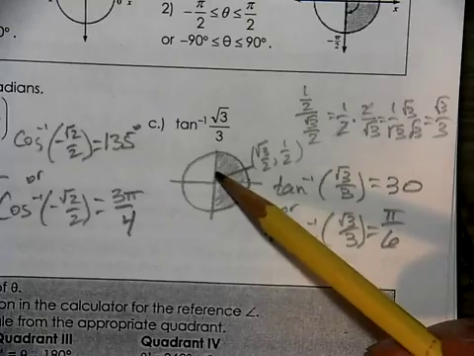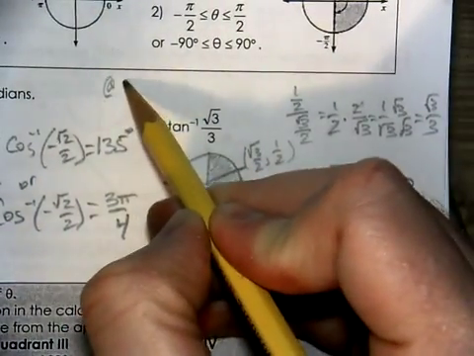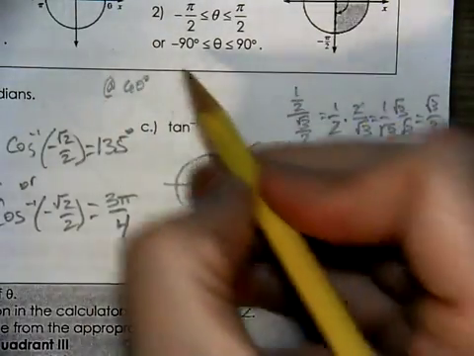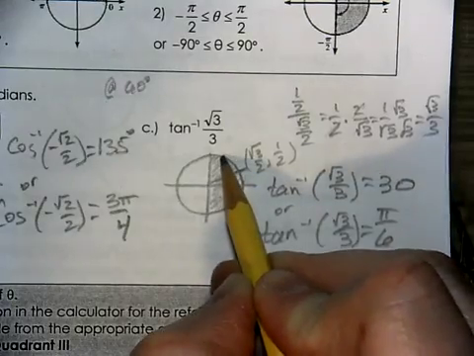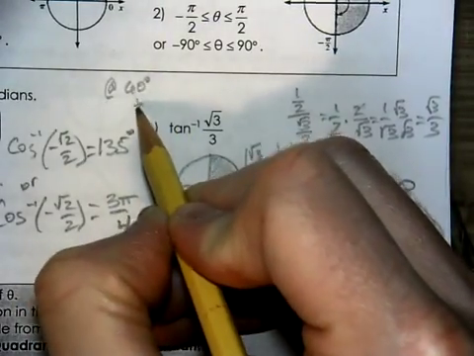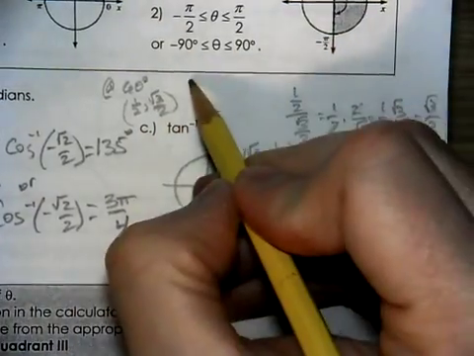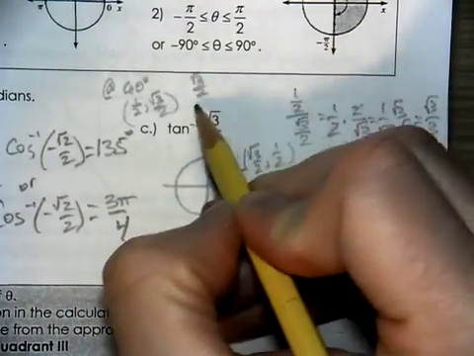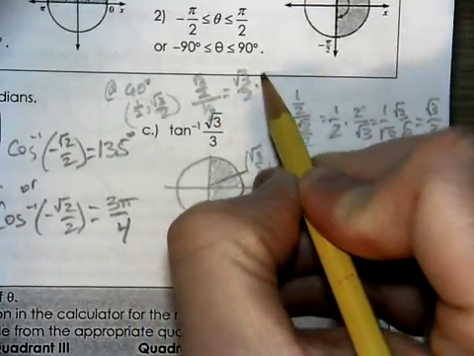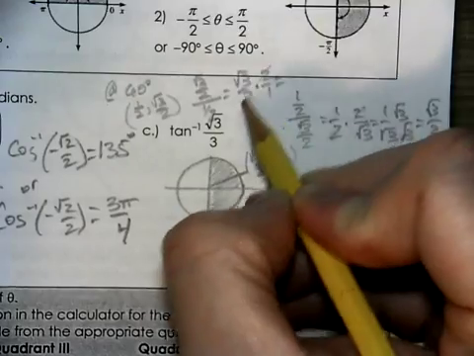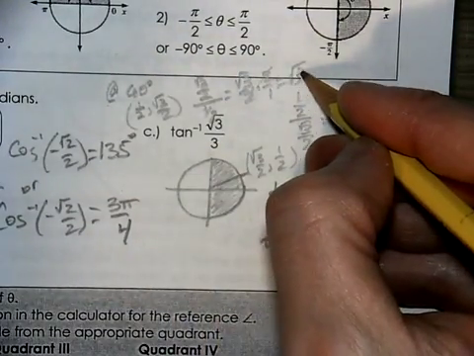Let me show you what happens at 60 degrees. At 60 degrees, we have the coordinates, you're over a little and up a lot. So over a little, up a lot. So you'd say root 3 over 2 over 1/2, root 3 over 2 over 1, which would give you the square root of 3.